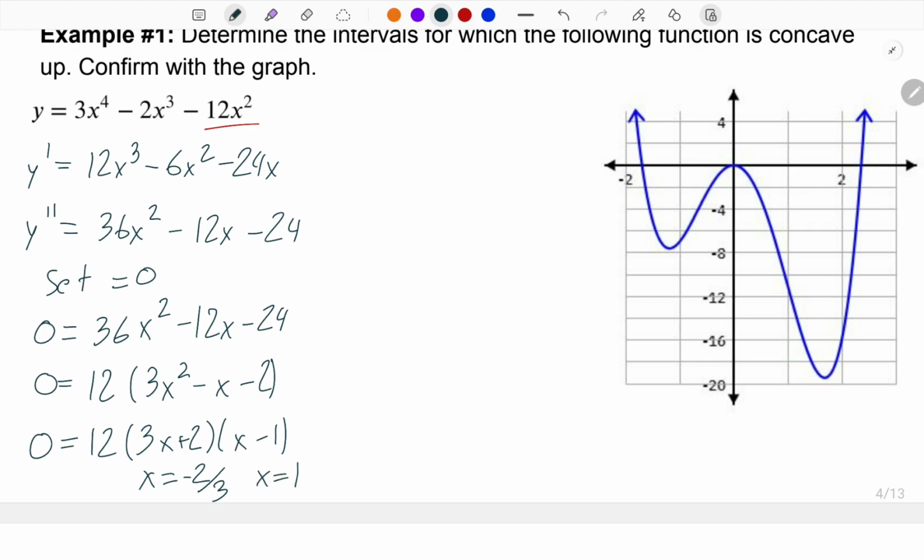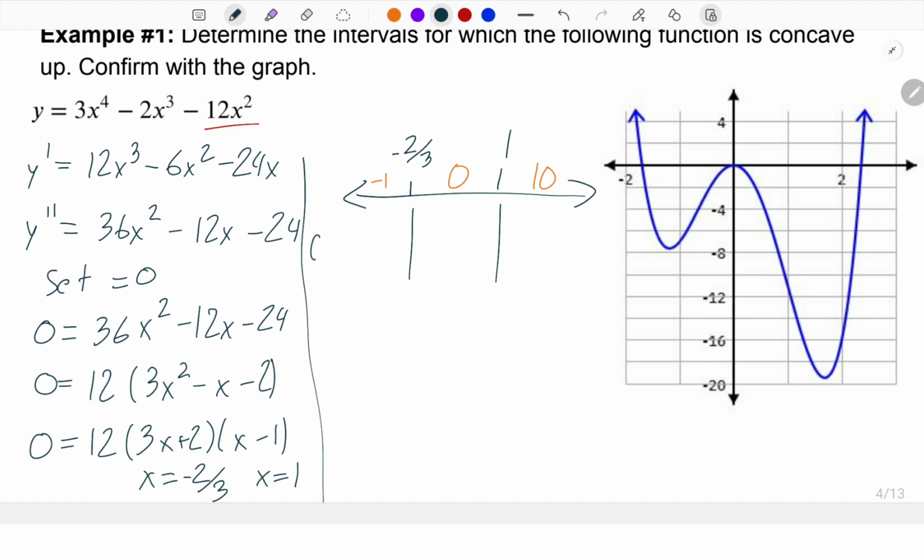So if we want to figure out where it's concave up, what we can do, as we've done so often now, make a number line with your zeros. In this case, it's the zeros of the second derivative, so -2/3 and 1. And then test values, check the signs. That's all we're really doing. So -1, 0, 10. Doesn't matter what value you put, you're just checking the signs. And again, this is going to be the signs of the second derivative.